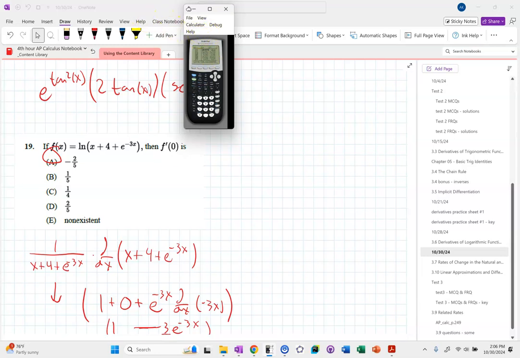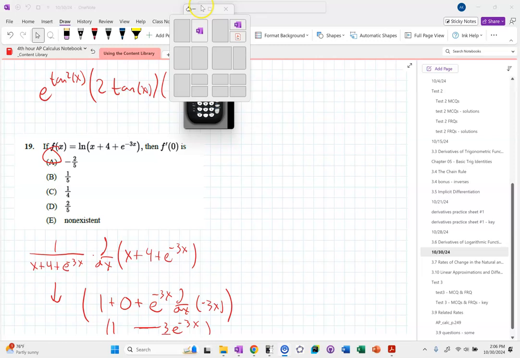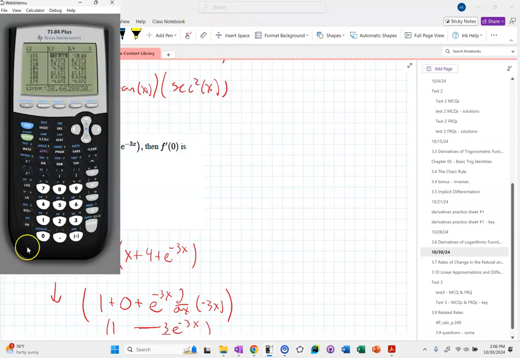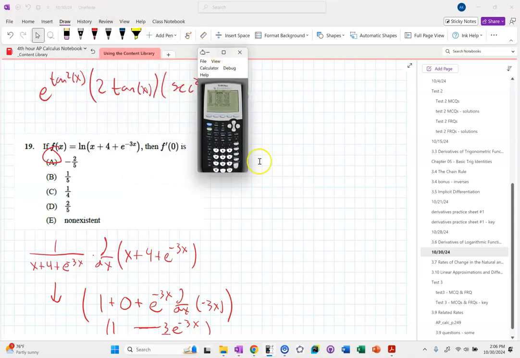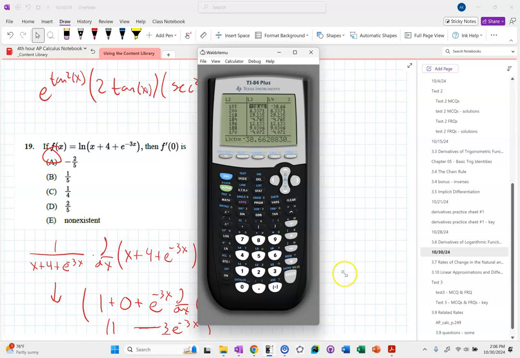Apparently, I have the world's tiniest calculator right now. Look at that. How stupid is that looking? All right. Okay.